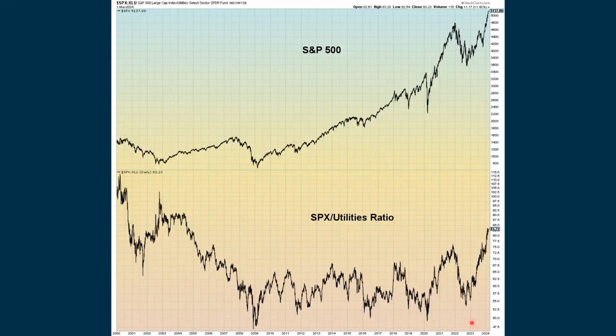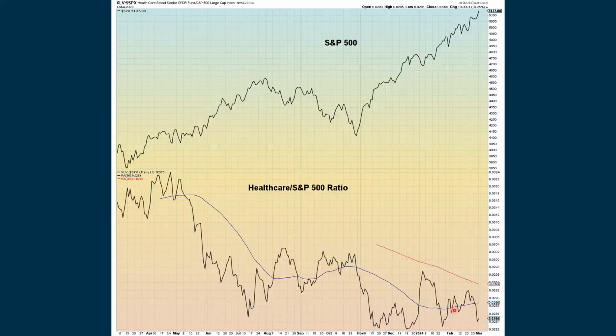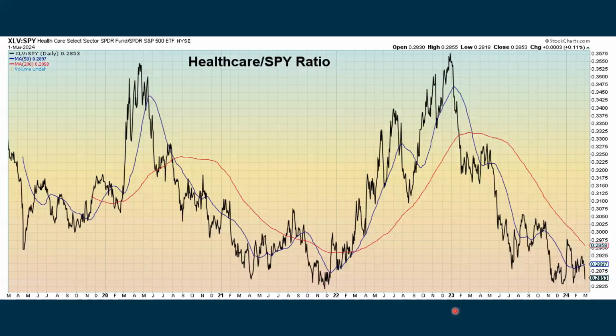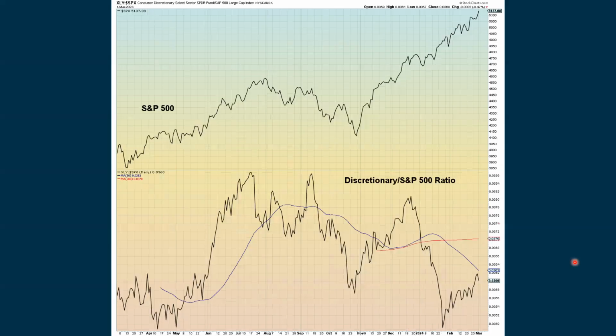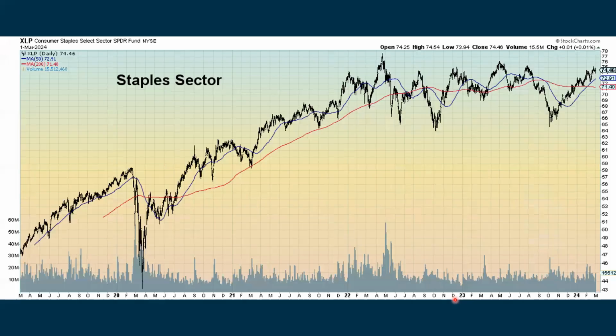This is a ratio that we look at. When the S&P to utilities ratio is going up, that tends to be very supportive for the S&P 500. Healthcare is also in a downtrend and underperforming. Here's another chart showing that it's just not faring all that well right now. Discretionary, we wish this was doing better. This would help the market do better. It's showing some improvement, but it's still continuing to underperform the S&P.